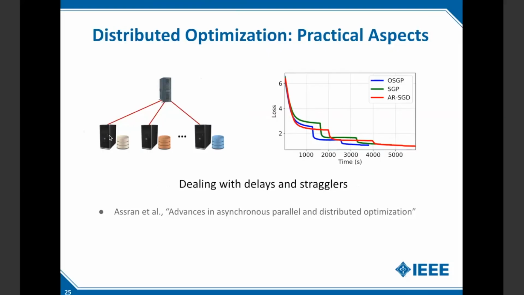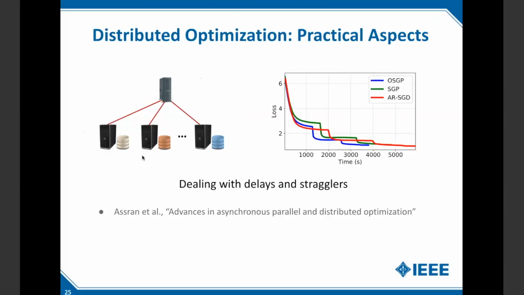You might have some processors that are faster than others. For whatever reason, there might be heterogeneity in the system. And that leads to problems called stragglers, where you have one node that is slower than the others, whether it's because of computational reasons or communication reasons.